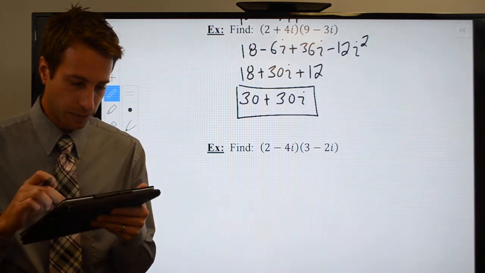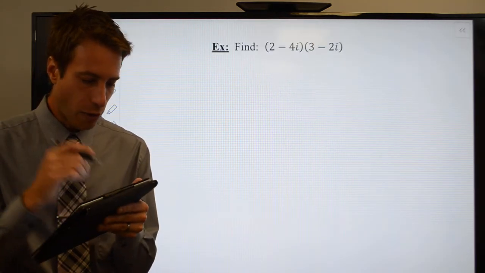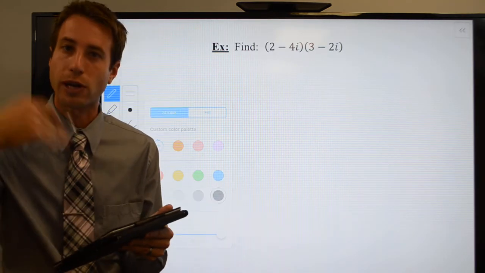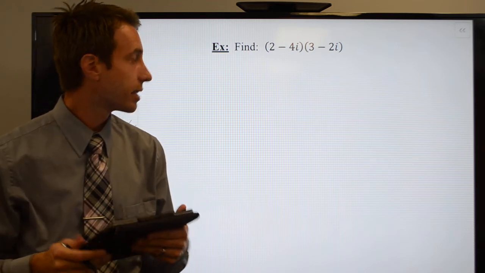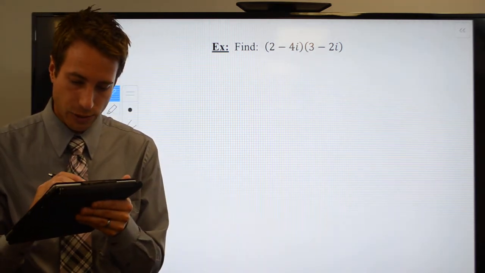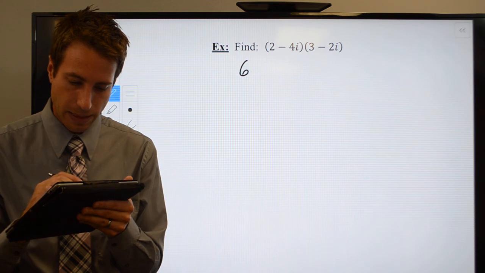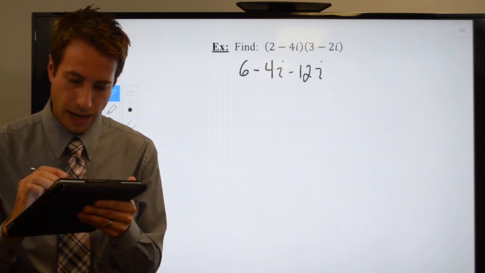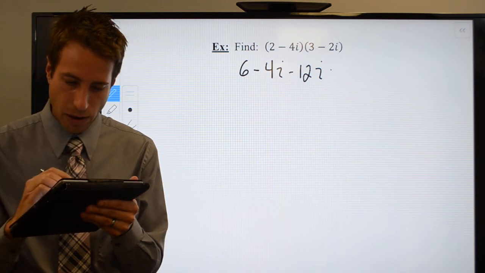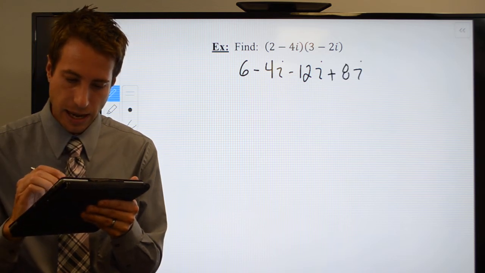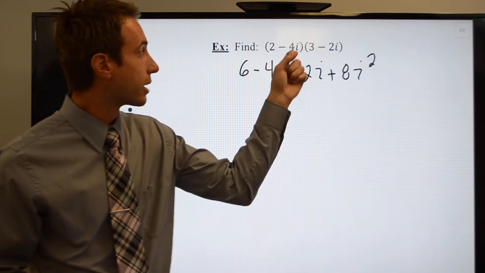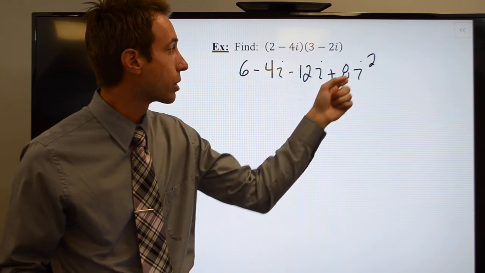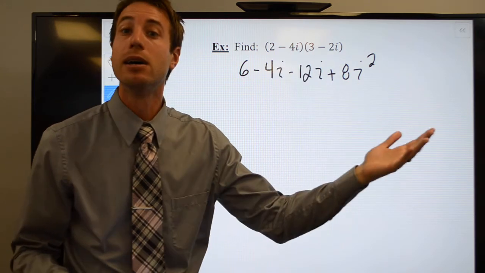One more for you here. Let's see how this one goes. Again, hopefully you are trying these on your own. So if you're coming back now to check your answer, let's see what you got. 2 times 3 is going to be 6. That's going to be minus 4i. That's going to be minus 12i. And then I'm going to have a positive 8i squared. Right, because negative 4 times a negative 2 is going to be a positive 8, and i times i is i squared.